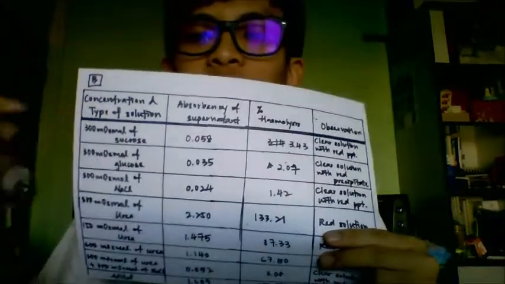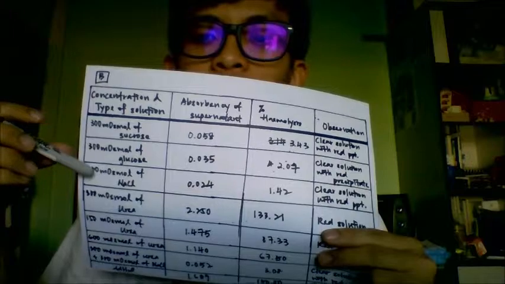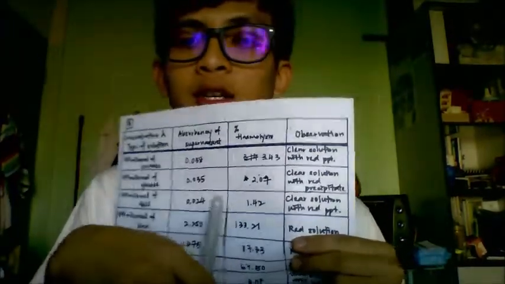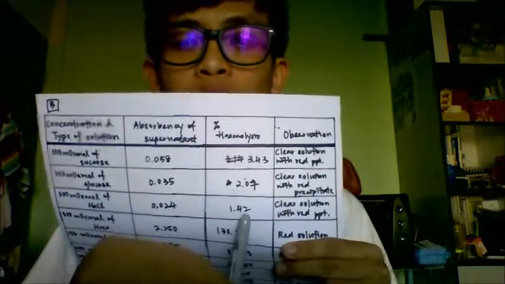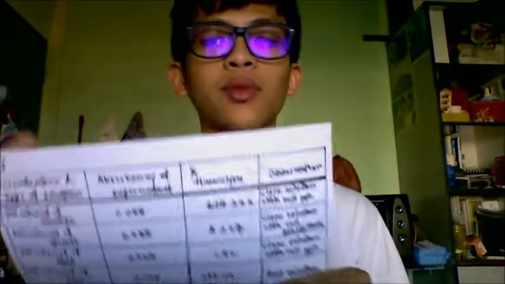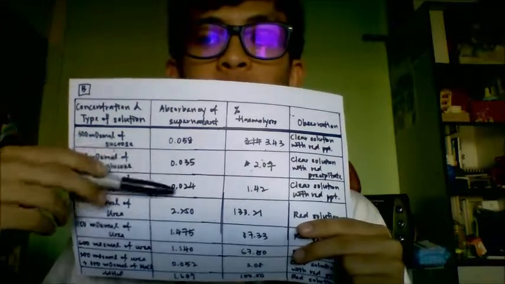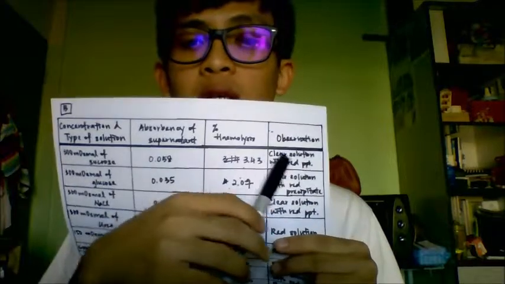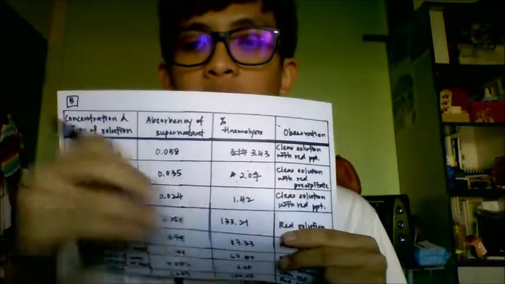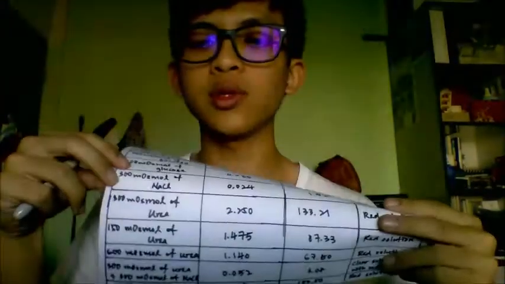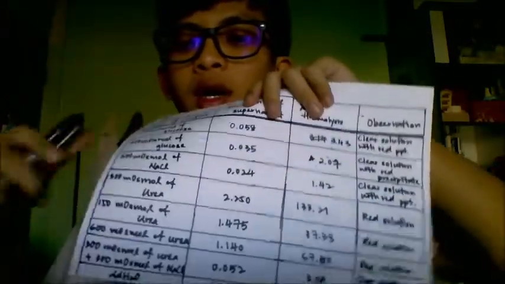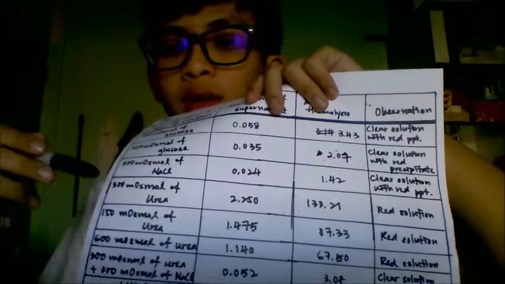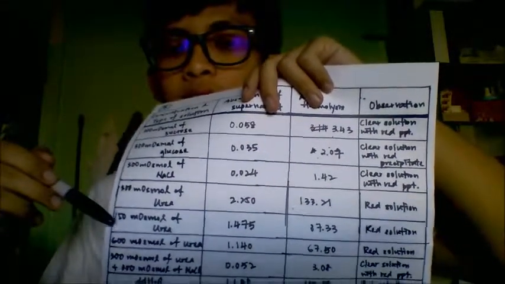And for the sodium chloride, which has the same osmolarity, the result that we get is 0.024, and the absorbency is 1.42. Okay, so the observation that we get for these three types of solution is a clear solution with red precipitate.